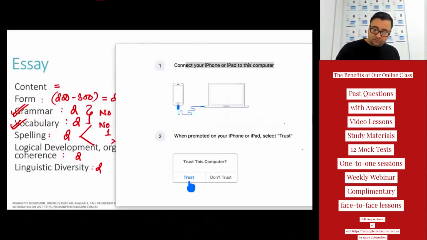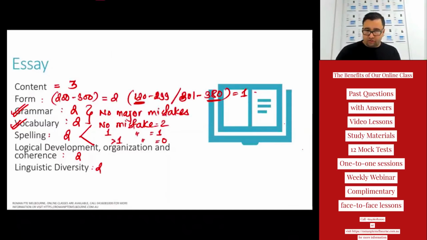Content, you get 3 points. And the criteria for that is if you have answered all the questions, you get 3 points. All the questions and their relevant points as well, you get 3 points. You have missed some major questions, 2 points. You have missed many major points.